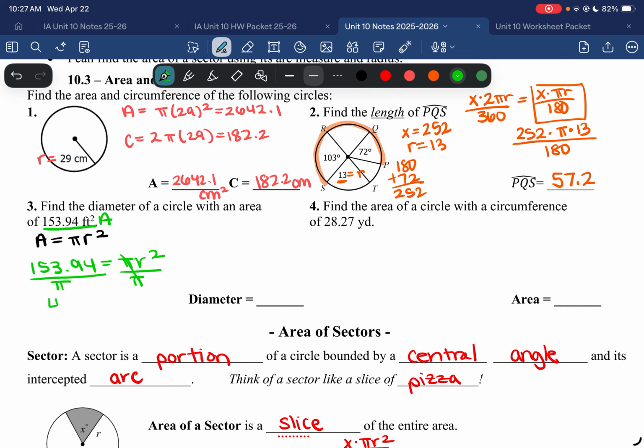I got 49.0 equal to r squared. Take the square root, which we should know that is 7. So our radius is 7, but we need diameter. So we have to multiply that by 2. 7 times 2 is 14. So our diameter is 14 feet.